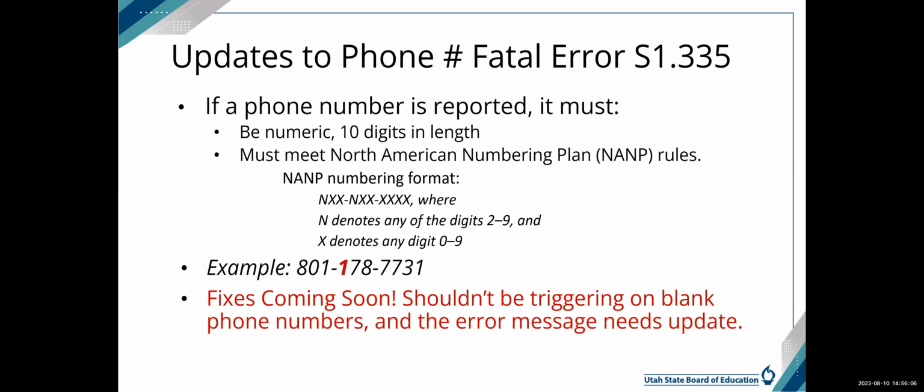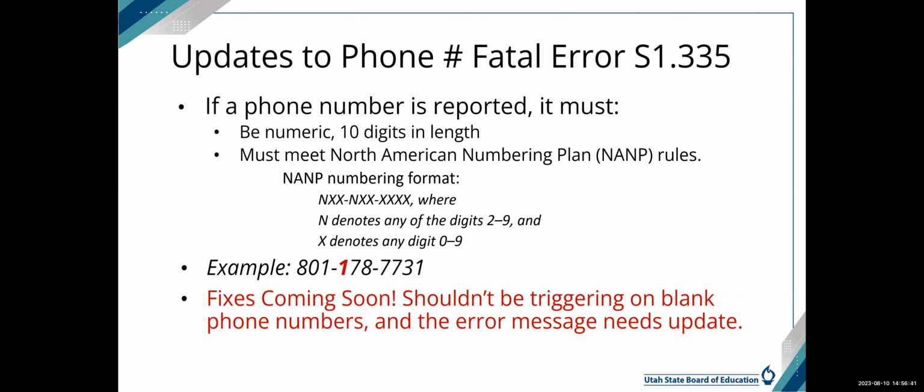So just FYI, if you see that you're getting a fatal error on every single one of your students, not just students with, and this is different from that new S1 406 rule, which only looks at students who have a SCRAM record, and that one's only a warning. So anyway, if you're getting this one on every single one of your students because you don't have any phone numbers, be assured we are working on fixing this ASAP.